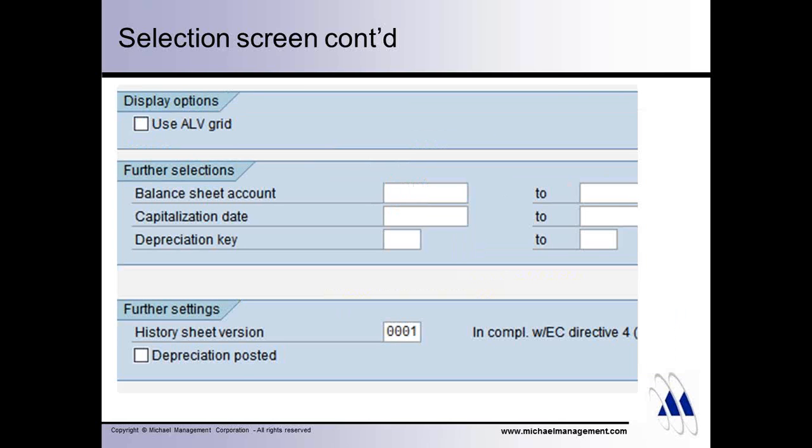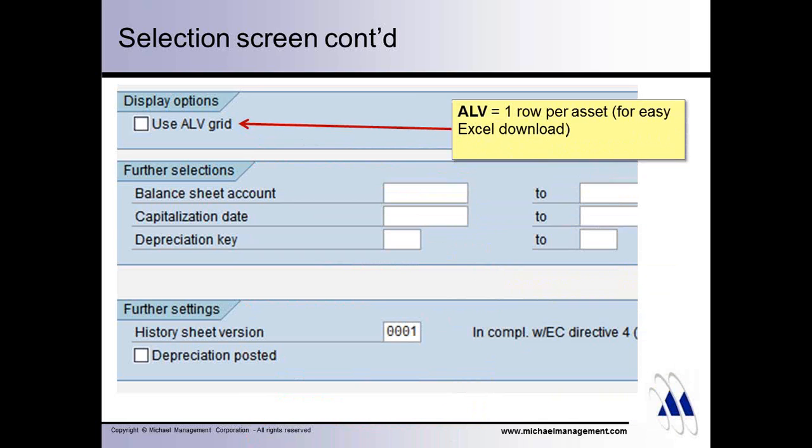Now if I keep scrolling down, I'm still on the selection screen, so it's a pretty long selection screen. Here are a couple of the other settings. The top one here, also very important, use ALV grid. ALV stands for Advanced List Viewer.